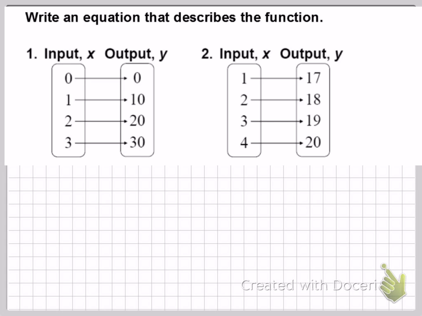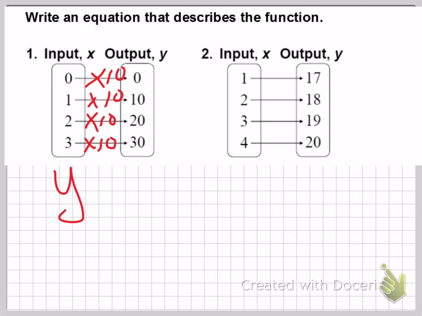So write an equation that describes the function. So you need to find the relationship between the x and the y values. So in this case, I see 0 goes to 0, 1 goes to 10, 2 goes to 20, and 3 goes to 30. So 3 times 10 is 30, 2 times 10 is 20, 1 times 10 is 10, and 0 times 10 is 0. So now we need to write the rule.